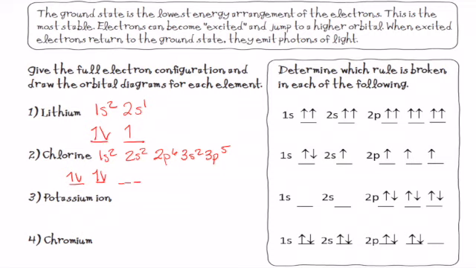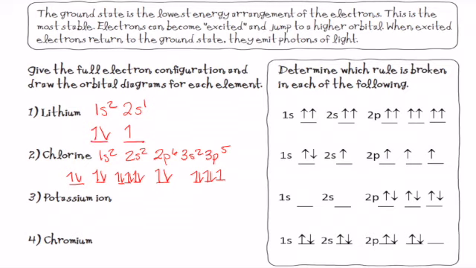The p orbital, when we put in electrons, we put 1 up each time. Then we add in the second electron with an opposite spin. Then we have the 3s orbital, and finally the 3p orbital. Okay, so that would be the electron configuration and orbital diagram for chlorine.